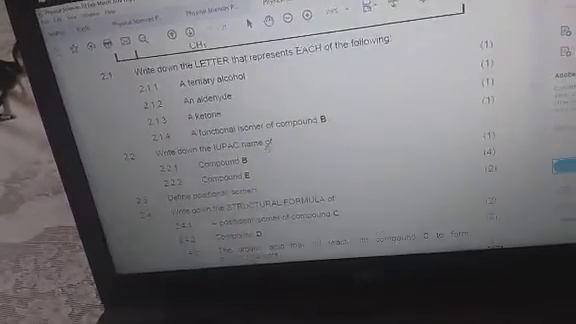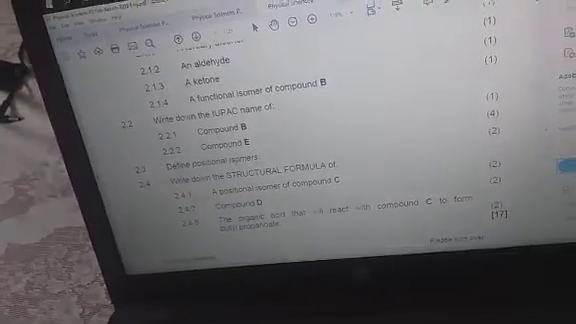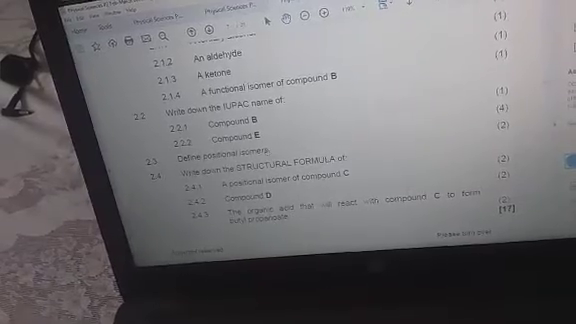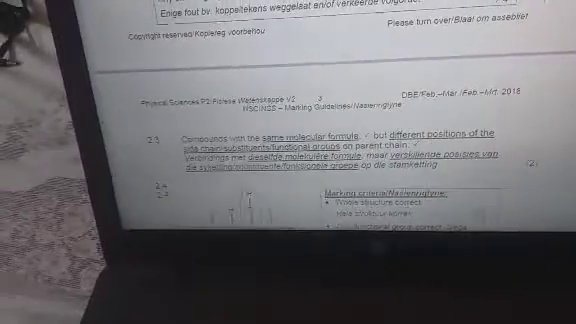Let's quickly go back to the question and see, do we still have other questions here? Define positional isomers. As I said, it's a compound with the same molecular formula but different structures. Let's go and see what the memo is saying. Compound with the same molecular formula but different position of chain, substituent, functional group, parent. That's what I just said.